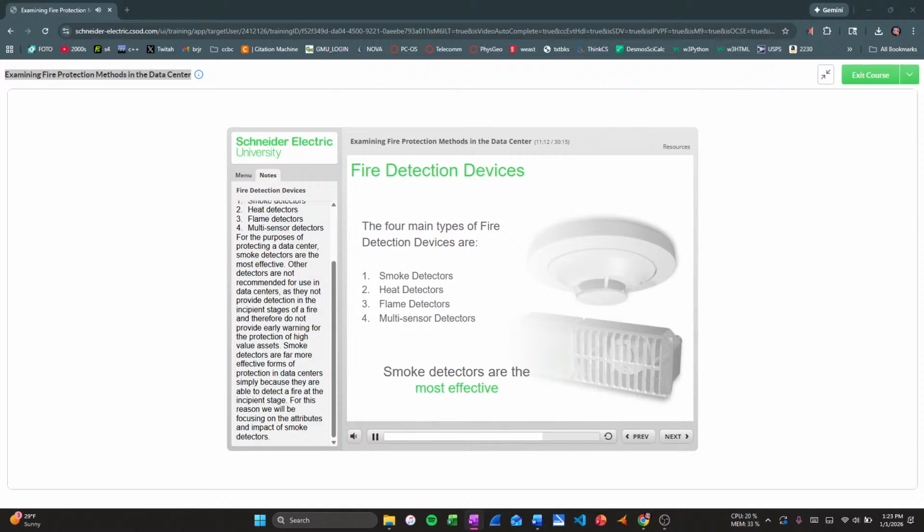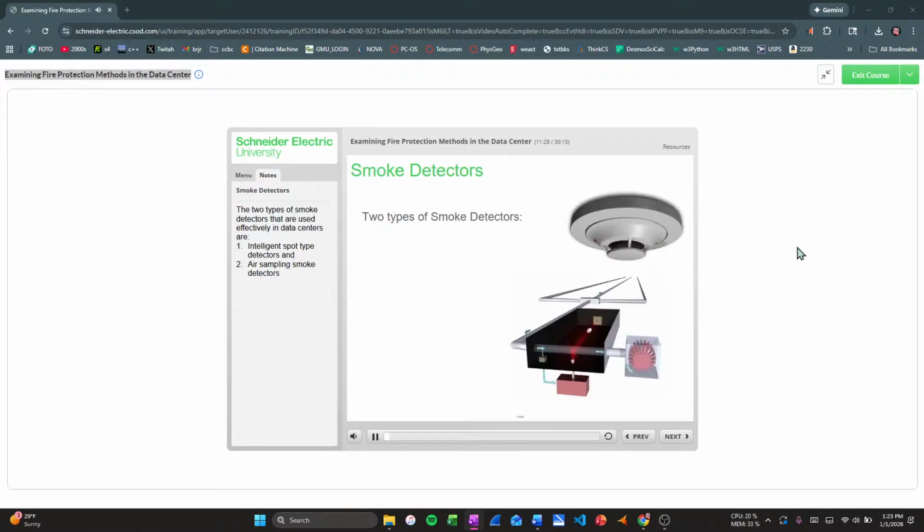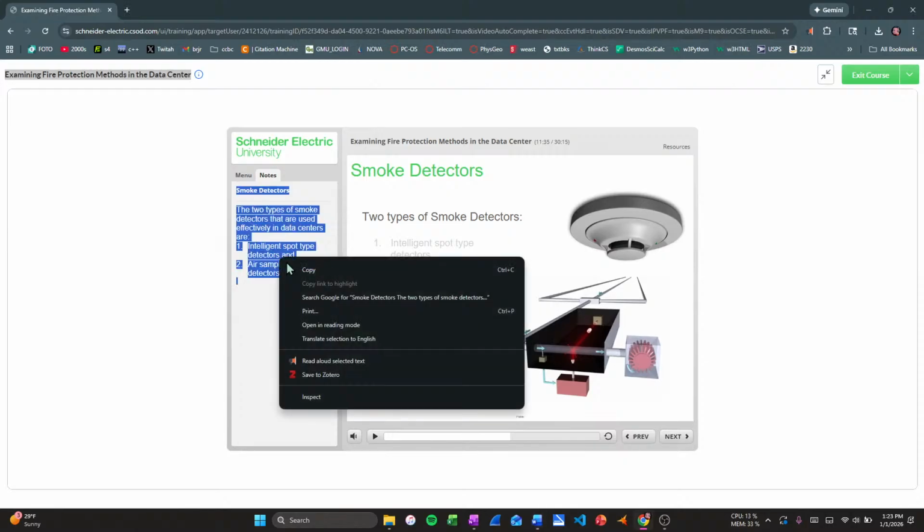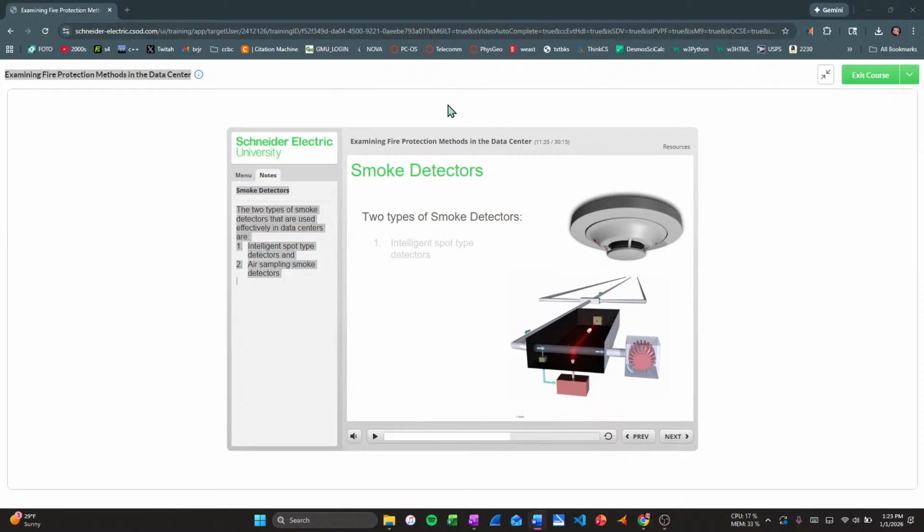Smoke detectors are far more effective forms of protection in data centers simply because they are able to detect a fire at the incipient stage. For this reason, we'll be focusing on the attributes and impact of smoke detectors. There are 2 types of smoke detectors that are used effectively in data centers. They are intelligent spot type detectors and air sampling smoke detectors.